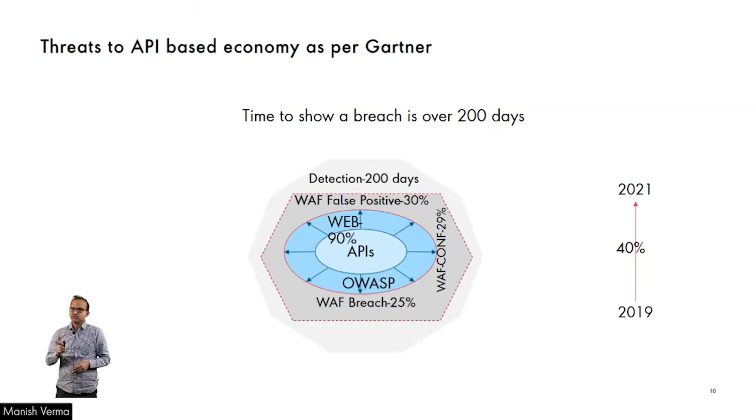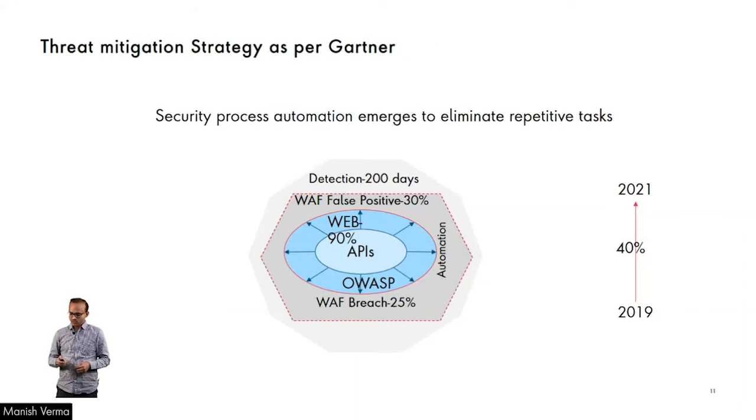And again, this data is from Gartner. I'm not representing Gartner here. Thanks for their links. I've gone through them and it has helped me collect this data. But it takes 200 days to detect a breach. That's huge. Whatever you are trying to monetize is under threat. Let's move forward. How do we solve this problem?